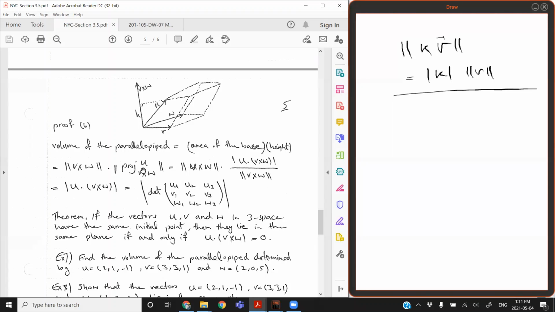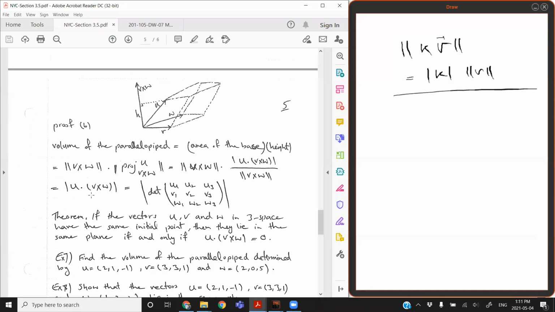So it's the norm of the projection of u along v cross w. We have a formula for the projection. It's going to be the dot product of these two over the norm of v cross w. Then these two cancel out. You get the absolute value of u dot v cross w. But isn't this the scalar triple product? That is the scalar triple product.